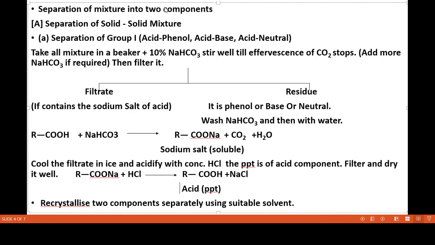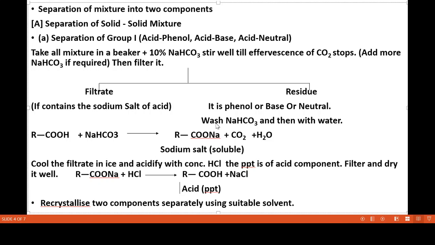How much quantity of NaCO3 is added in this mixture till the effervescence of CO2 gets stopped? Okay. Then what we have to do? We have to filter that compound. Filtration is done in a simple way. We take a funnel, on that funnel we place a filter paper and we pour all the mixture. So what happens? The filtrate is collected in another beaker and the residue is obtained on the filter paper. Okay. So filtrate obtained in the beaker and residue obtained on the filter paper.